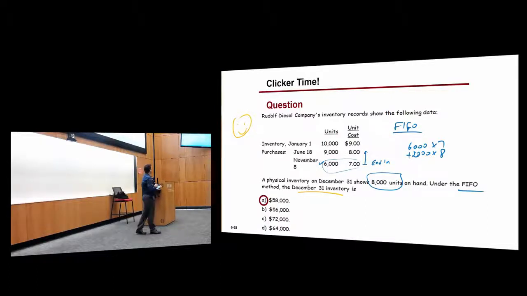Now, it could be also that the question might ask you to calculate the cost of goods sold instead of asking you for the ending inventory. How do you calculate that? Lauren.